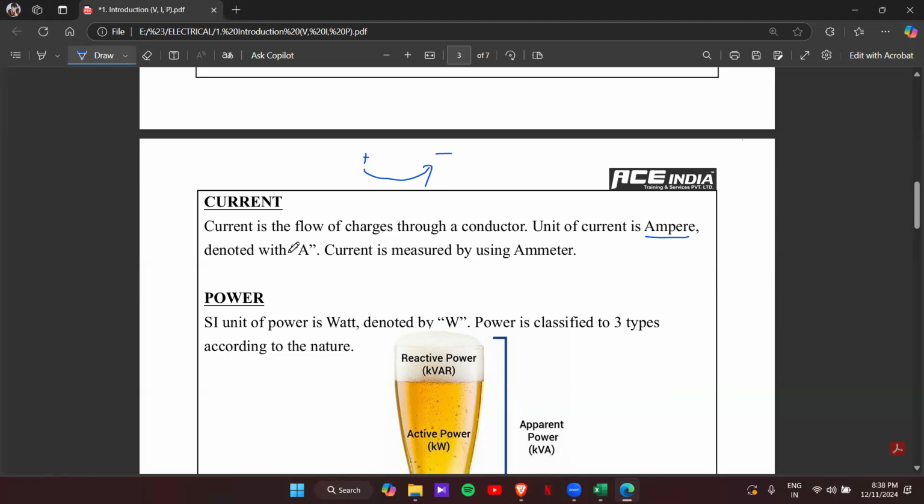It is denoted with the capital A. The instrument used to measure the current is called an ammeter. So we'll be getting the readings in what? Ampere, and milliampere. So first thing, the flow of charges is called current.